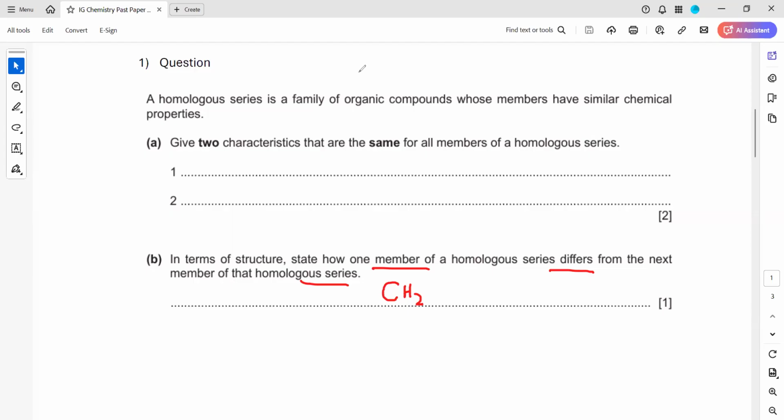The functional group means an atom or a group of atoms which can affect the chemical properties. Like in carboxylic acid, C double bonded with O and OH is a functional group. In alcohols, OH is a functional group. In ester, C double bonded with O is a functional group. In alkene, C double bonded with C is a functional group. These atoms or groups of atoms which affect the chemical properties of the whole compound are referred to as the functional group.